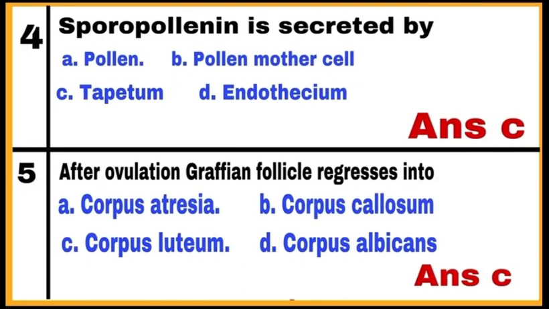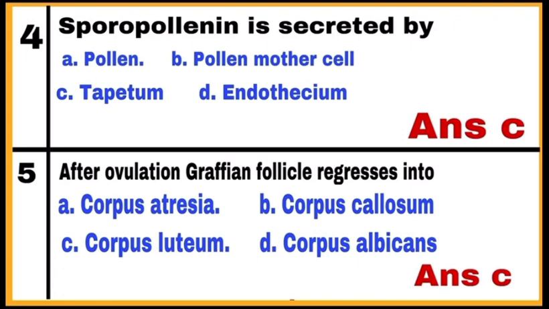Question 4. Sporopollenin is secreted by. The hard outer layer of pollen grains is made up of sporopollenin secreted by tapetum. This layer can withstand high temperatures and strong acids and alkalis. So here mark C as a correct answer.